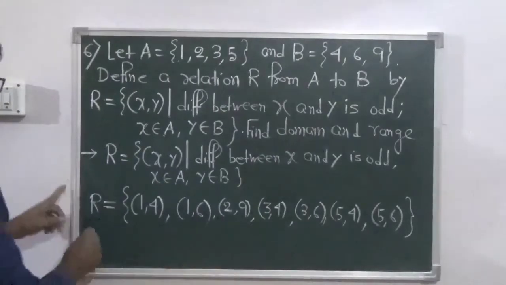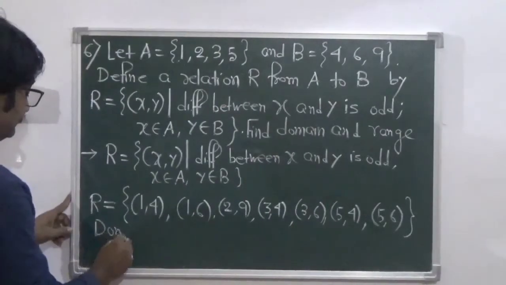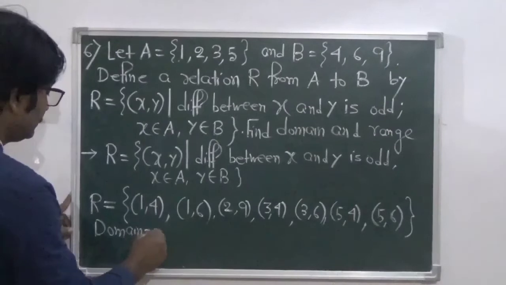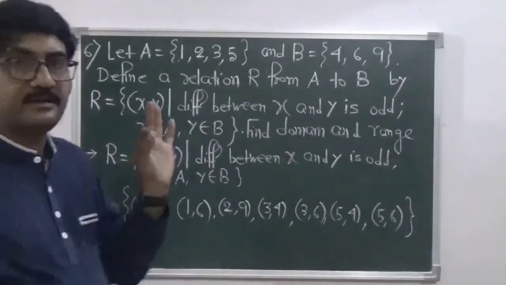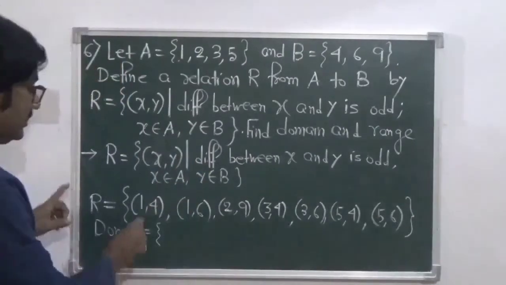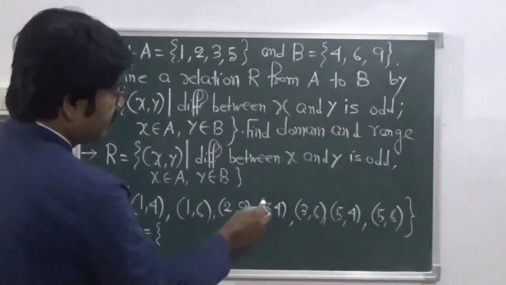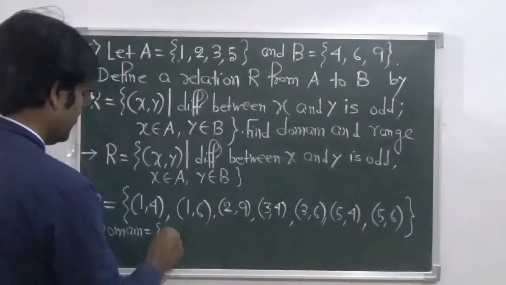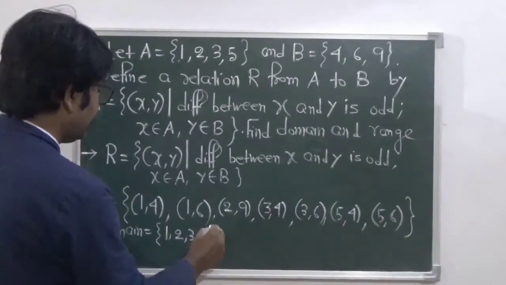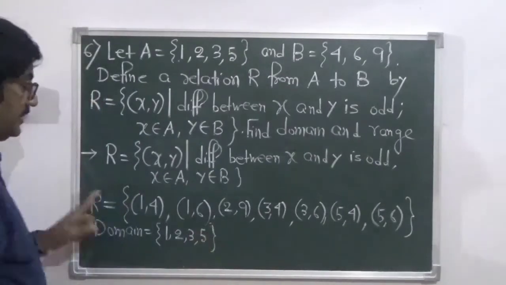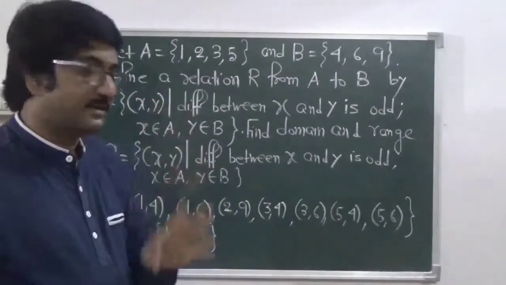Now let us define the domain. So the domain is the set of all the first elements in the ordered pairs of the relation. So 1, 2, 3 and 5. If 1 is repeating, we will take it only once.